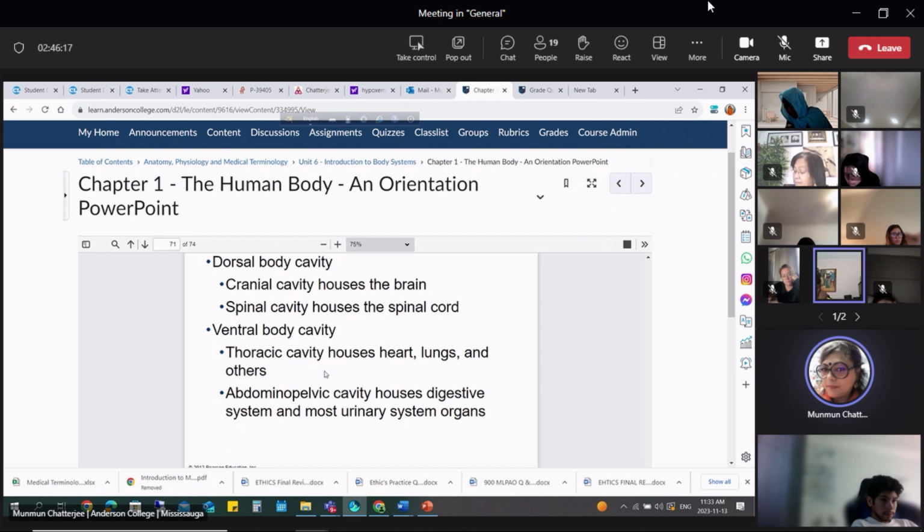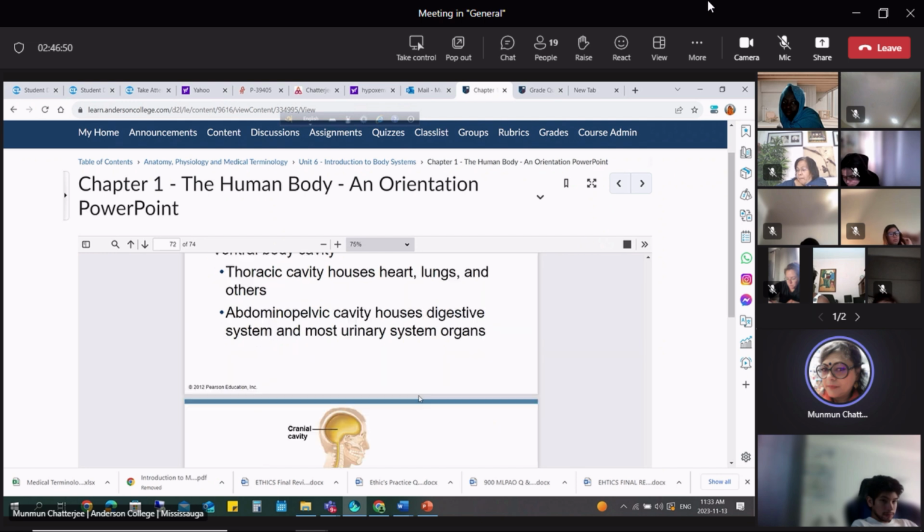What it does is mainly house the abdomen. We know the abdomen, and pelvic means our lower part. We have the digestive system, because for any digestive problem we say it's the abdomen. My abdomen is hurting. It's the upper abdomen. It's the lower abdomen. So the abdomen houses the digestive system. In the abdominopelvic area, in the pelvic part, we have the urinary system. So the abdominopelvic cavity houses the digestive system and most urinary system organs.